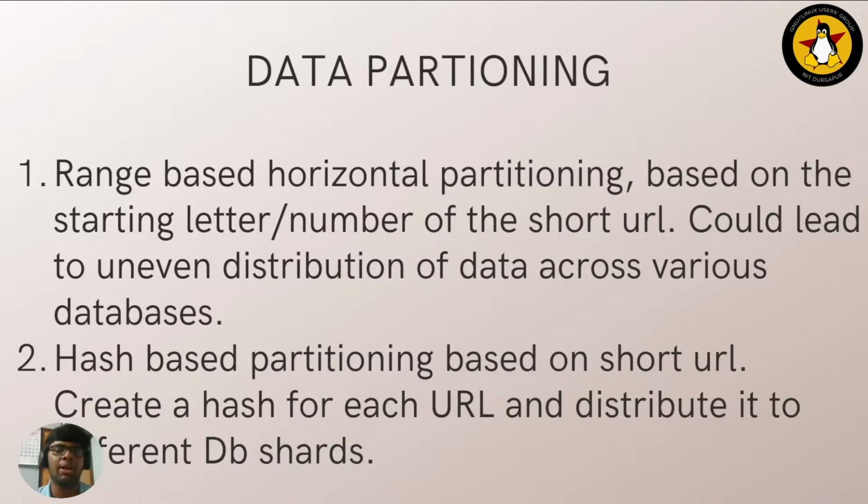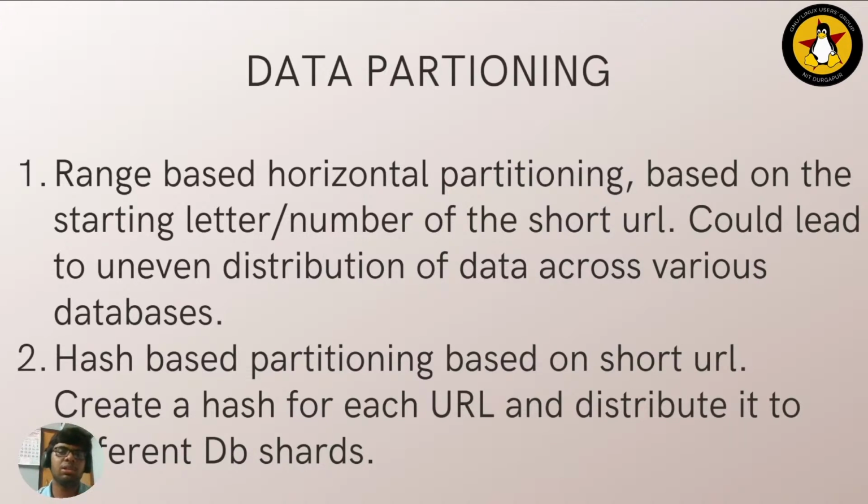Okay, so now that we have understood how exactly the keys are being generated, stored, and supplied to a server, as well as how the entire process of writing is working, let's take a look at how our database should be partitioned. There are two ways by which we can think of partitioning this database. The first one is range-based horizontal partitioning, the horizontal partitioning that we were talking about, that is, divided on the basis of rows. We could use the starting letter or number of the short URL. Since it's base 64, we could have different variations, and based on that we create different database shards and store the data in various shards.